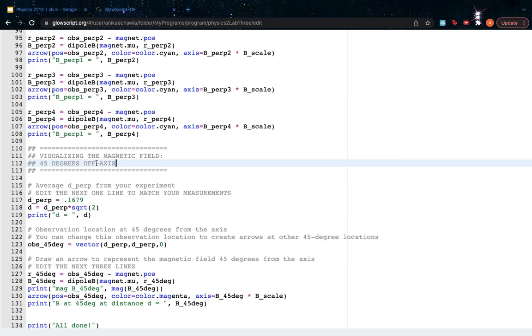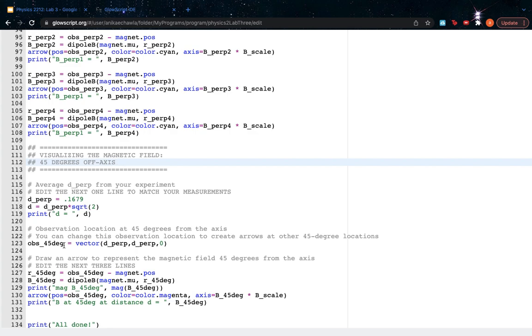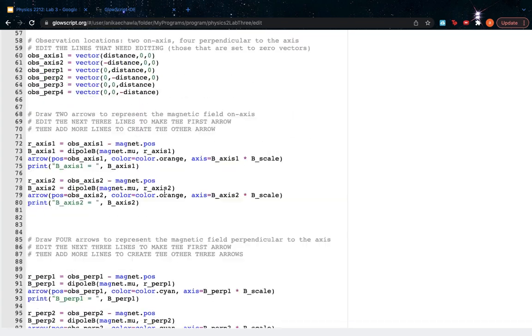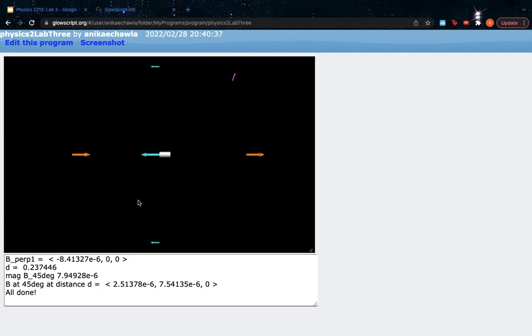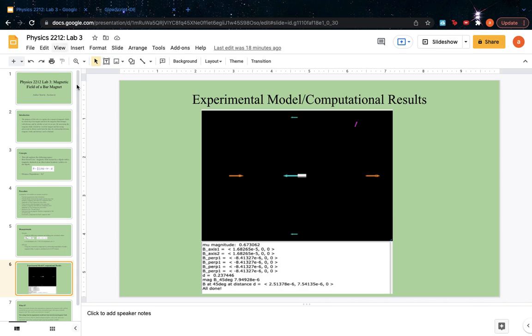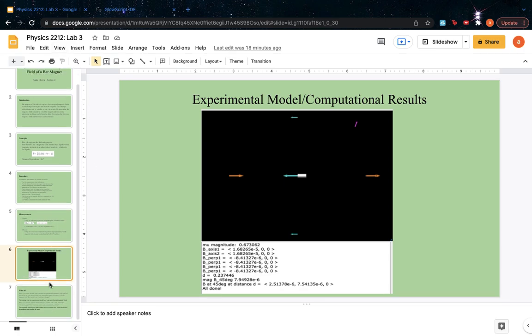And then we visualize the magnetic field 45 degrees off axis, so we have d perp right here times the square root of 2, and then we create the observation location 45 degrees from the axis, and we draw an arrow to represent that, which will be purple. So all of these, we'll be able to see how the code works and the values when we run it. So here are the values, and then here are the arrows that we saw before. And so here are the calculated values.